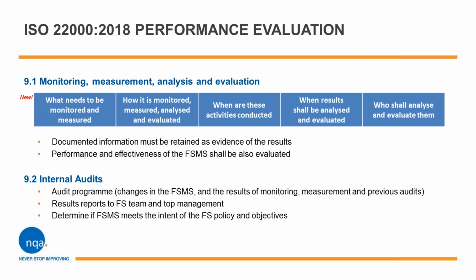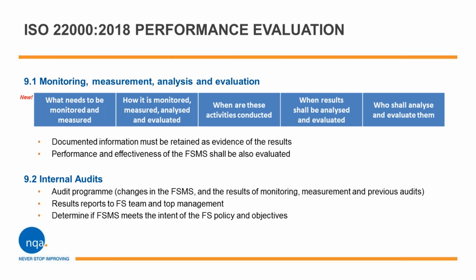Okay, we have reviewed section 8, the big part about HACCP and the core operations of ISO 22000. And then we have here performance evaluation. So 9.1 is also a new requirement. What is said here is what shall be determined. We need to consider what is going to be monitored and measured, how it's going to be monitored, measured, analyzed, and evaluated, when these activities are conducted, when the results shall be analyzed and evaluated, and who should analyze and evaluate them. We need to have all of this into consideration for the monitoring, measurement, analysis and evaluation requirement. Also, we need to keep documented information as evidence of these results.